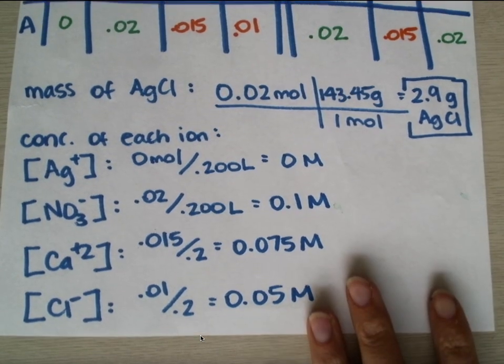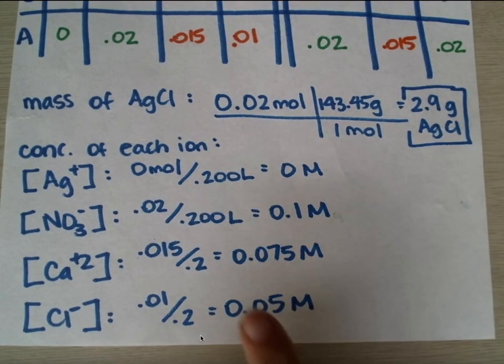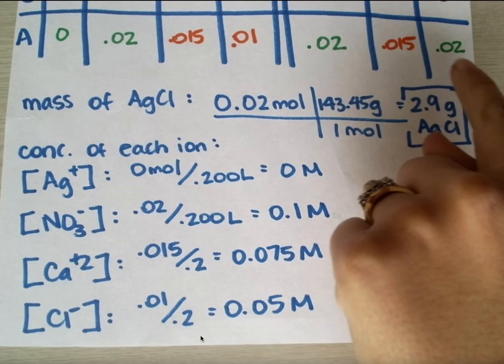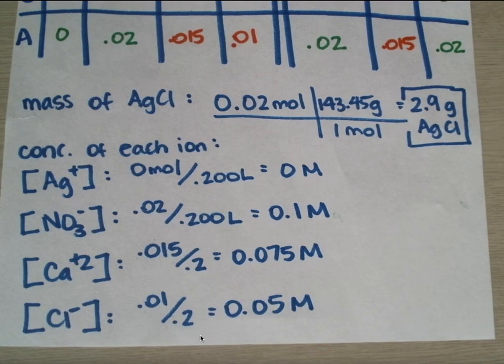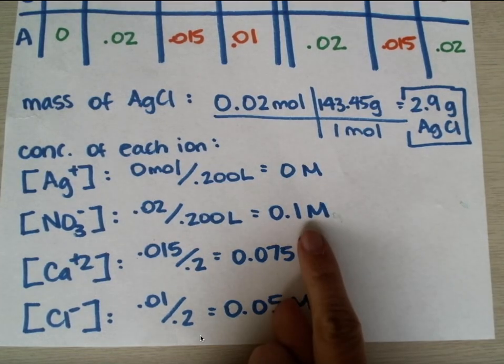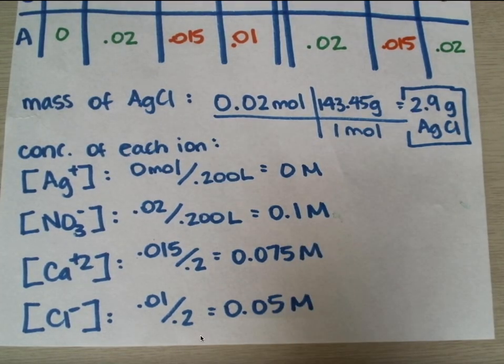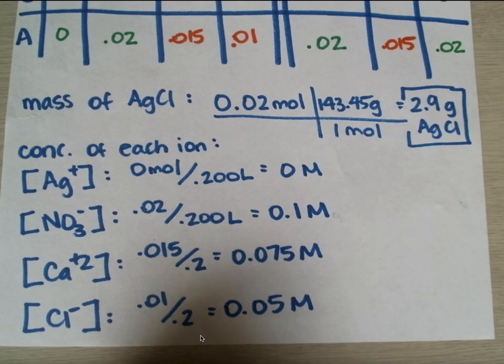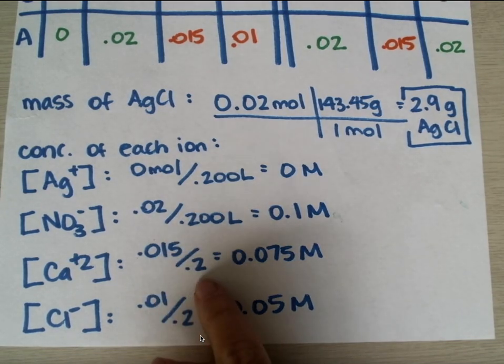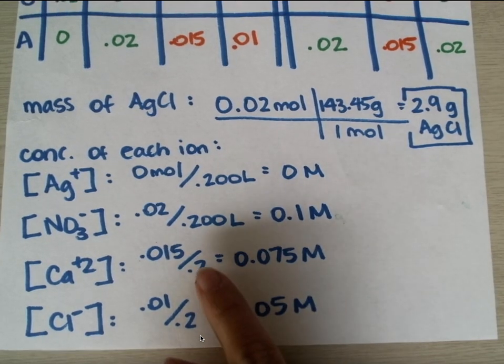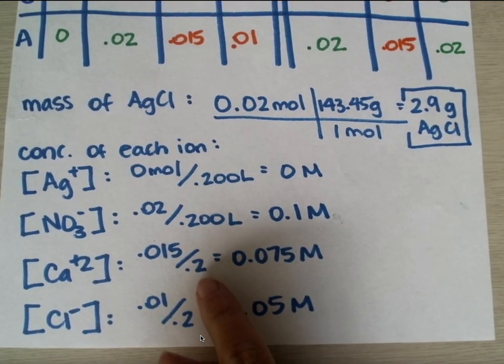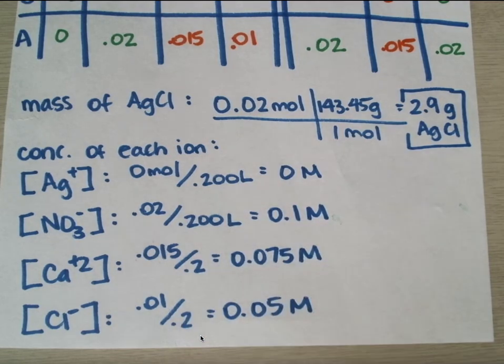However, for my nitrate ions, I can clearly see in both sides of my equation that I have 0.02 moles of those nitrate ions. Divided by my 200 milliliters, that gives me 0.1 molar nitrate ions left in solution. My calcium is also a spectator ion, so its moles did not change. Divide by my 200 milliliters, or my 0.2 liters, to get me a concentration of 0.075.